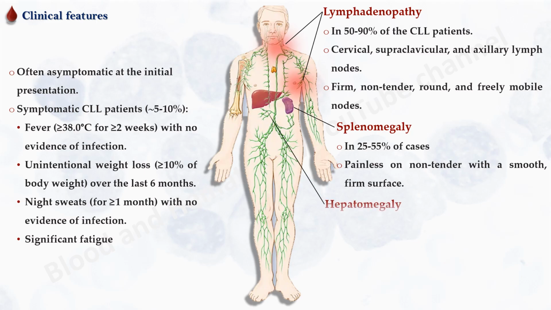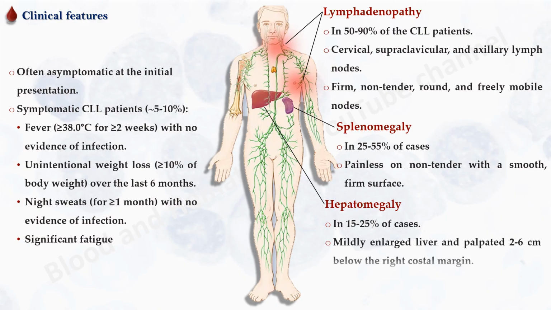Hepatomegaly is seen in 15 to 25% of cases. The liver is mildly enlarged and palpated 2 to 6 cm below the right costal margin. On palpation, the liver is firm and non-tender with a smooth surface.